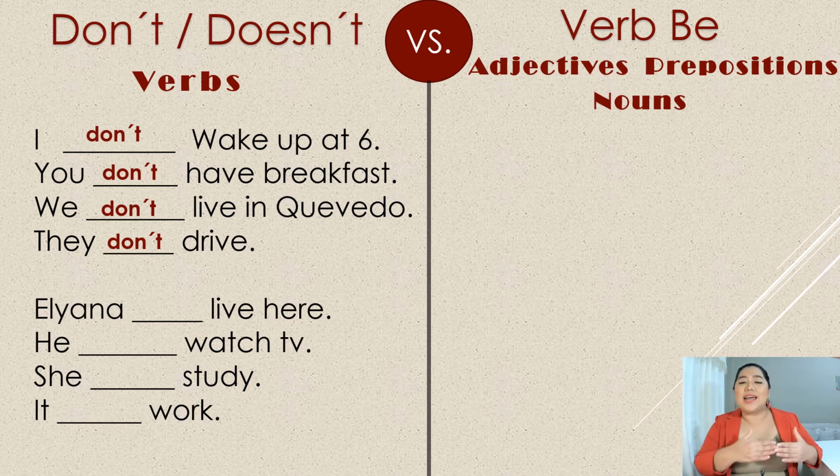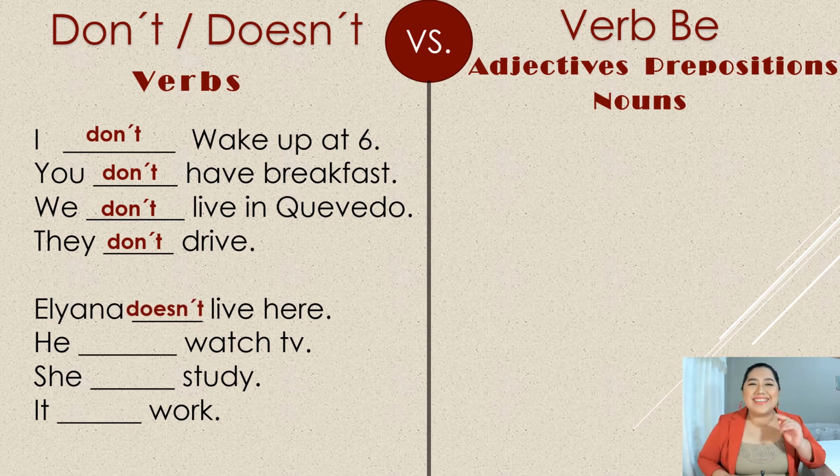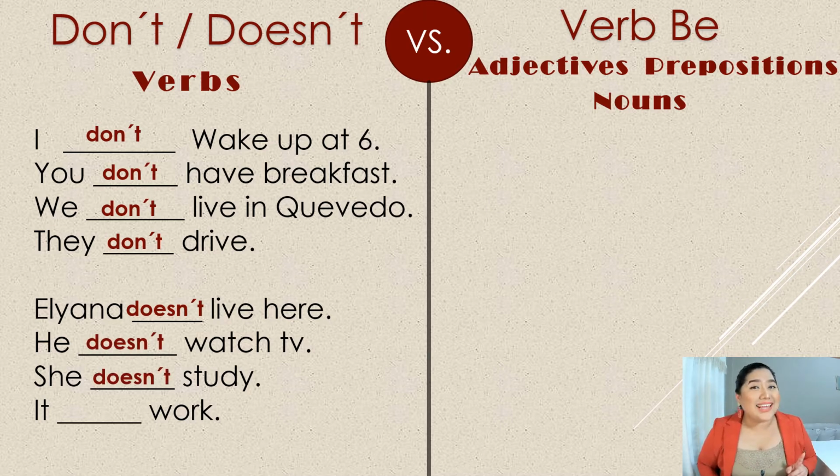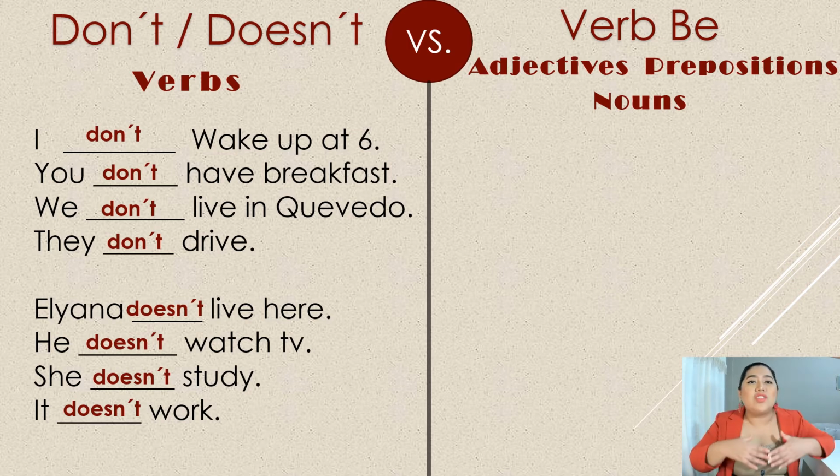And Liana lives here. It's not true. Liana doesn't live here. He, yeah, doesn't watch TV. She, of course, doesn't study. And it, maybe a machine, doesn't work. So could you see all these sentences use another verb in the structure. So they need an auxiliary in order to become a negative one. So I don't, you don't, Elena doesn't, he doesn't, she doesn't. This is the help they need to become a negative sentence.